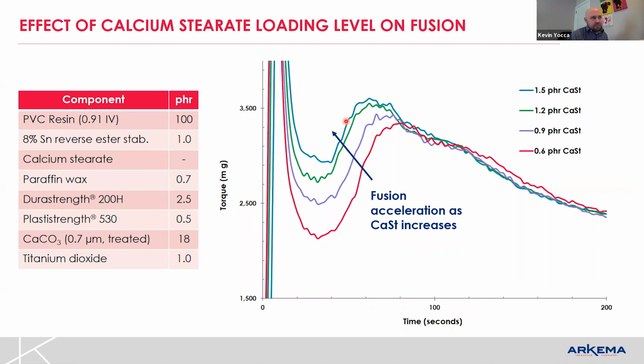Same thing goes for calcium stearate. Again, it's a lever. The more you use, the faster your fusion generally gets, because we consider this an internal lubricant. That said, I think after 1.5 PHR, I have tests in the same study I'm showing here, where you get diminishing returns and you flatten out.